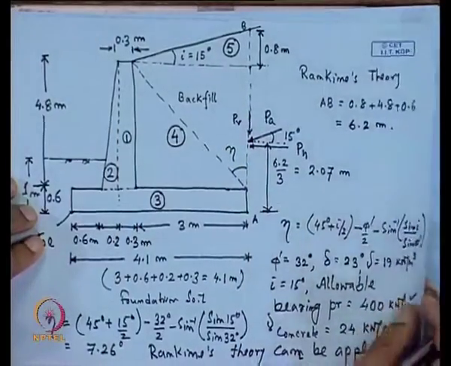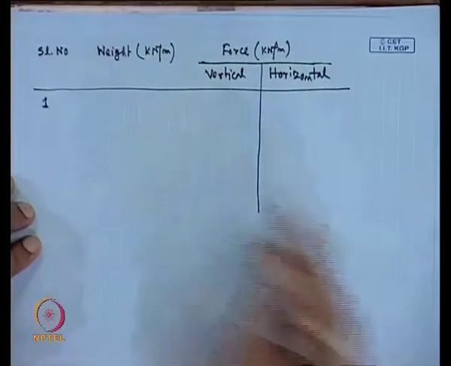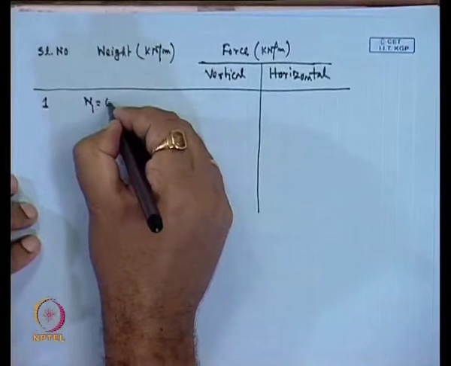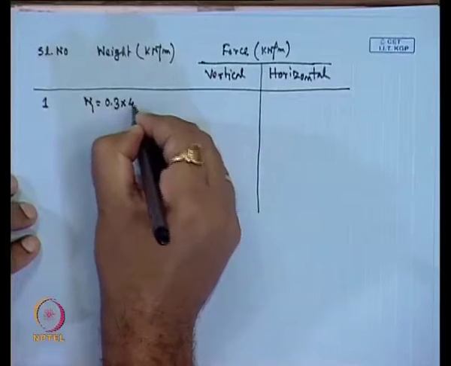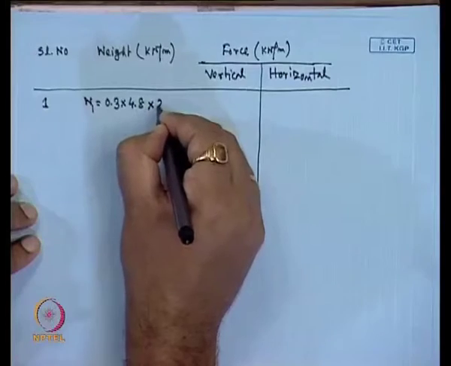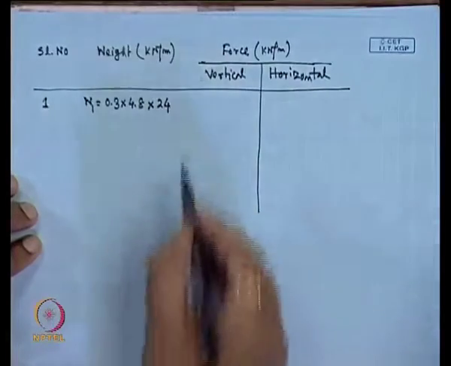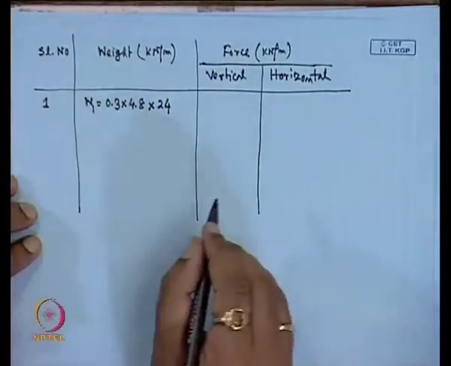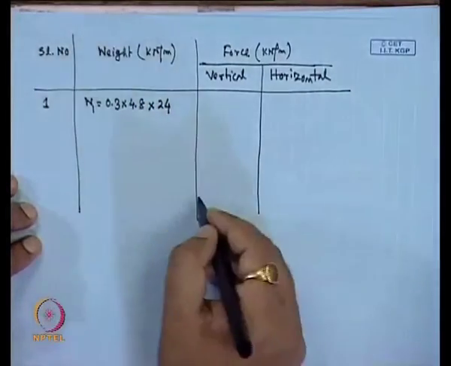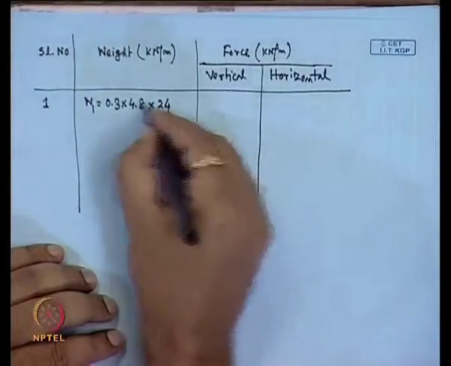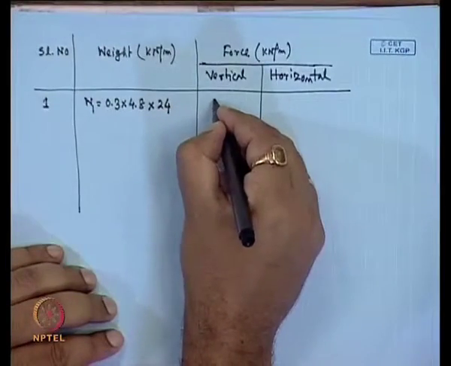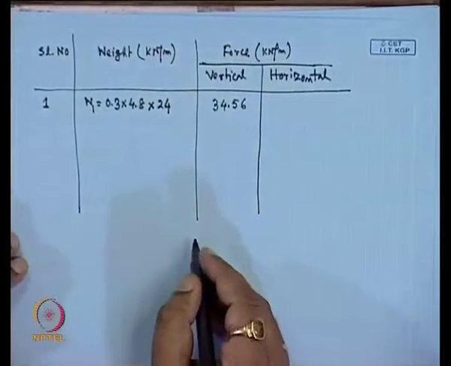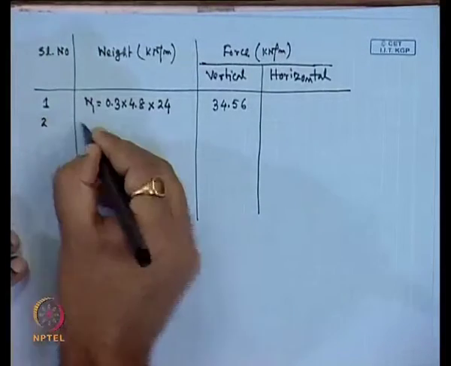If we calculate the weight of every section in this way, then weight 1 for the first section is 0.3 into 4.8 into 24, that is the unit weight of the concrete. And this will act in the vertical direction. So, in the vertical direction we can write the total weight W1 equal to 34.56 kilonewton per meter.